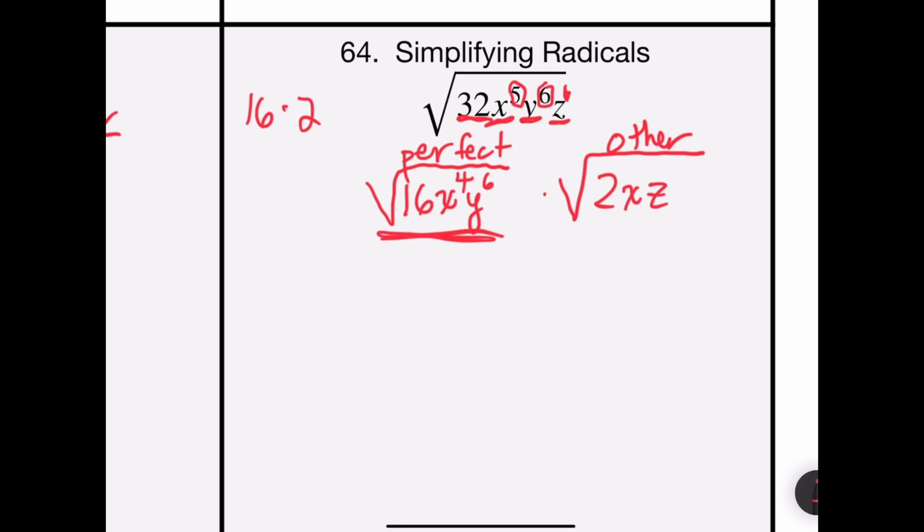Now I can take the square root of the perfect radical. The square root of 16 is 4. The square root of x to the 4th, I take 4 and divide it by 2, or cut it in half, which would be x squared. And y to the 6th, again 6 divided by 2, or cut 6 in half, and I would get y to the 3rd. My other radical, all I can do is express it as 2xz. And so my answer would be 4x squared y to the 3rd times the square root of 2xz.